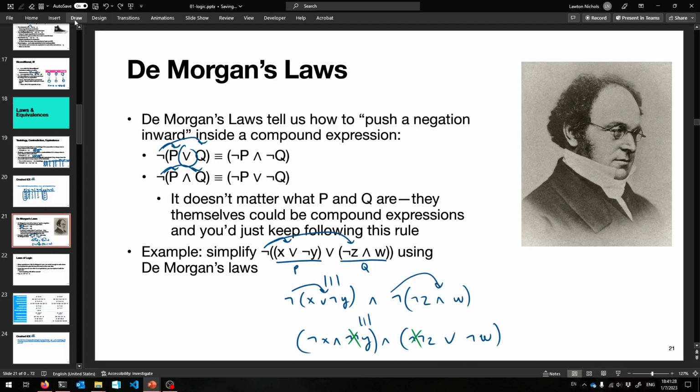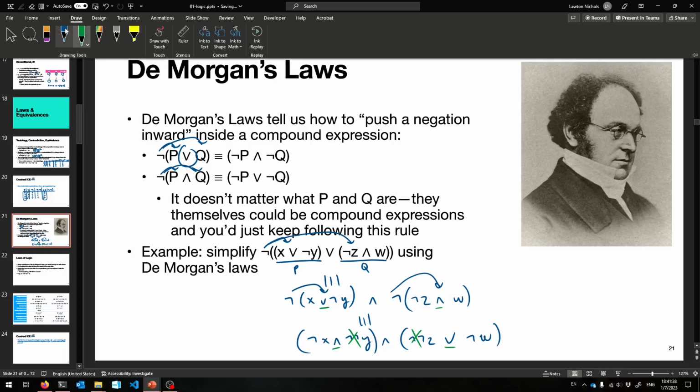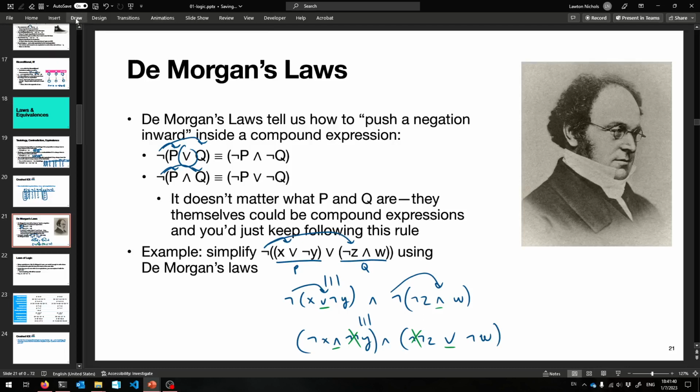So yeah, they always flip. This OR becomes an AND, this AND becomes an OR, and we also bring in the negation to everybody, to both sides. All right, those are De Morgan's laws. They will definitely make our lives easier. And here's De Morgan. That's the dude's last name. I forget his first name though.